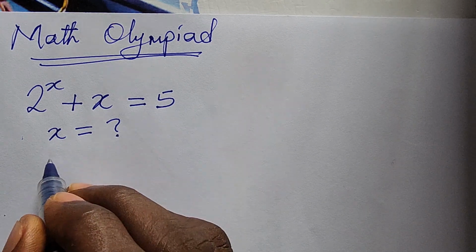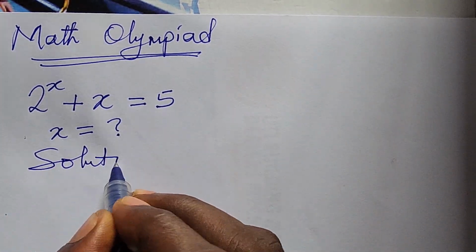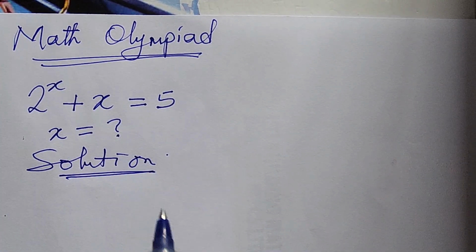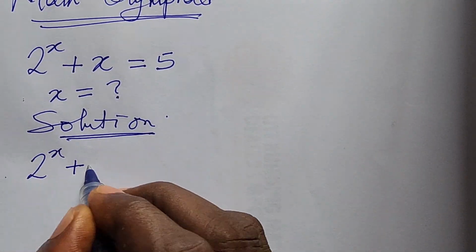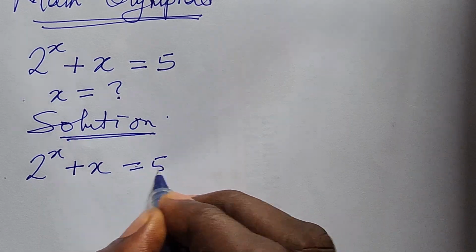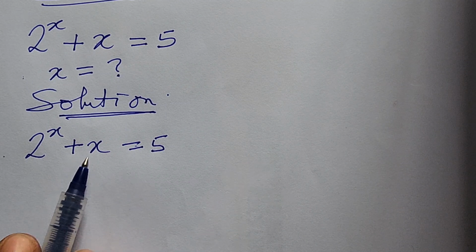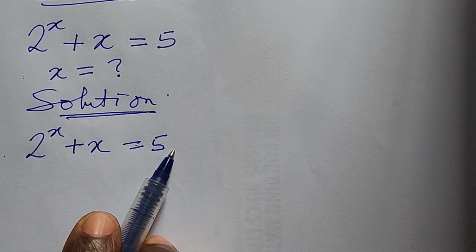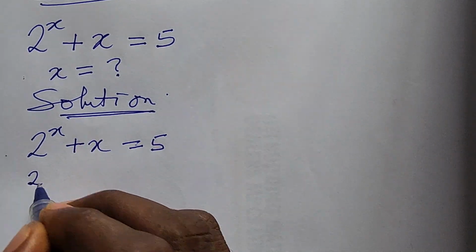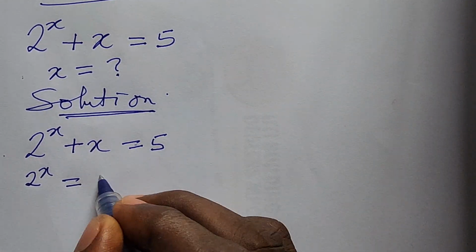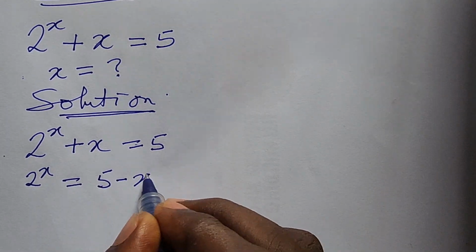So let's take our solution and go straight to today's business. The question is 2 to the power of x plus x equal to 5. What I'll do at first, I want to move this x to this side of the equation so that 2 to the power of x will stand on its own. So this will now give us 2 to the power of x is equal to 5 minus x.